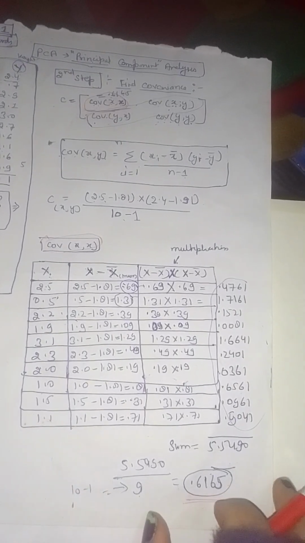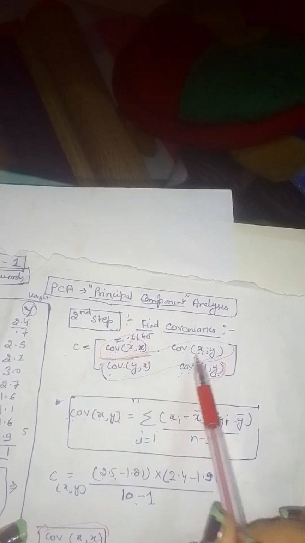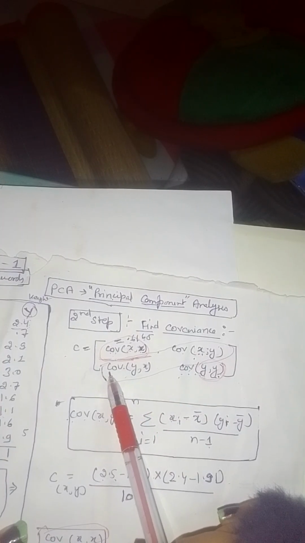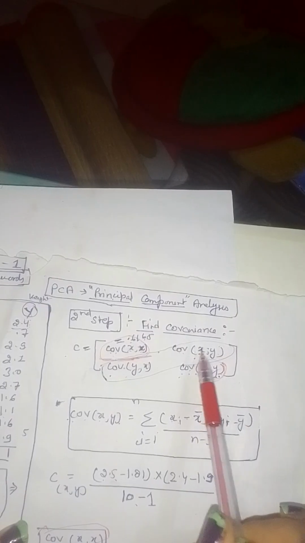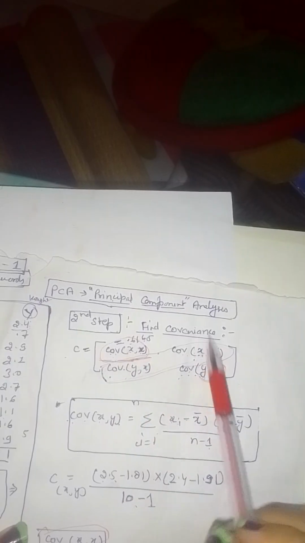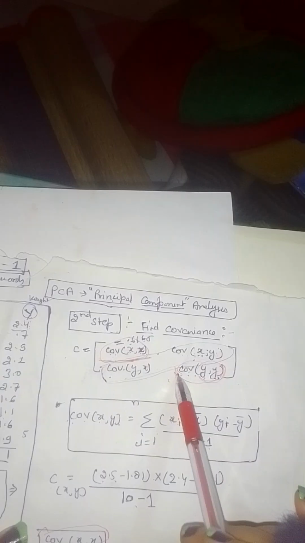Now we have calculated xx, and we'll calculate the next part, yy. As you all know, the covariance of xy or yx would be similar, because whether we multiply xy or yx, it would be the same. So our main focus is on these two parts on the diagonal. In this video I'll teach you the covariance of yy.